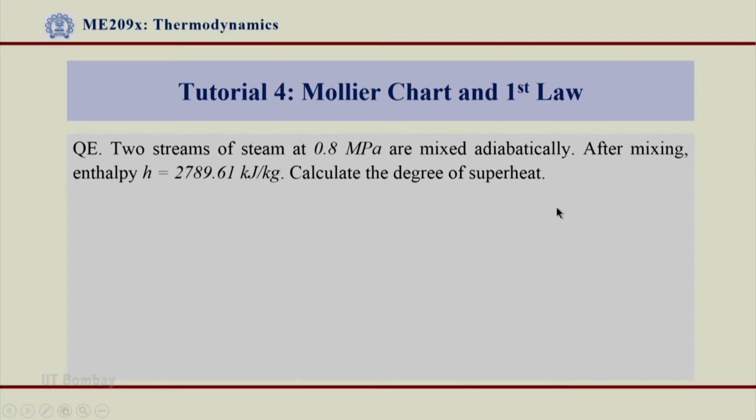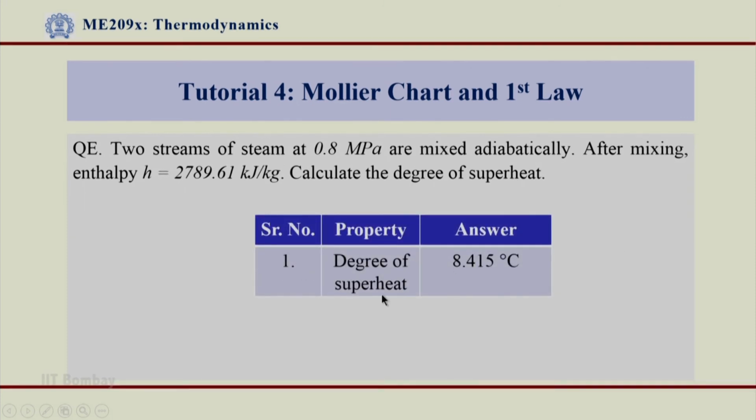I hope the concept is clear. I may not have taken the theory of degree of superheat, but it is a simple thing: the temperature T minus the Tsat value corresponding to that pressure. So, I can write down the answer now. The degree of superheat is found to be 8.415 degree centigrade.